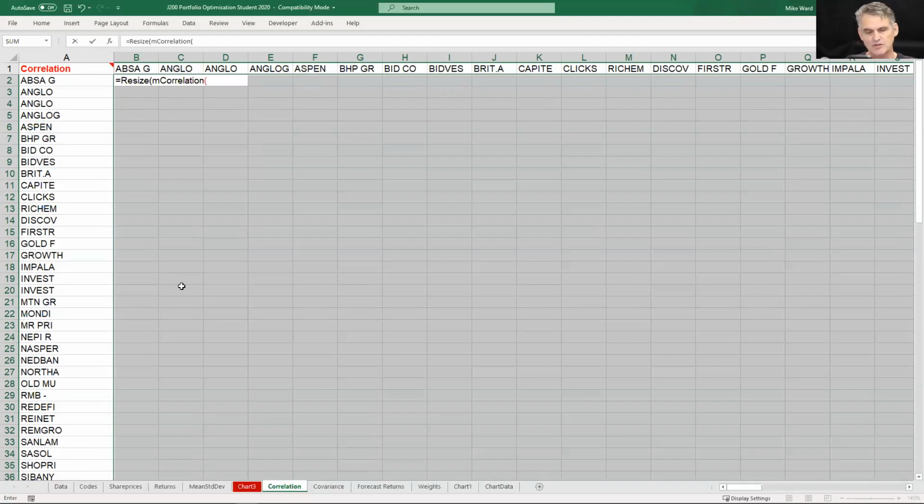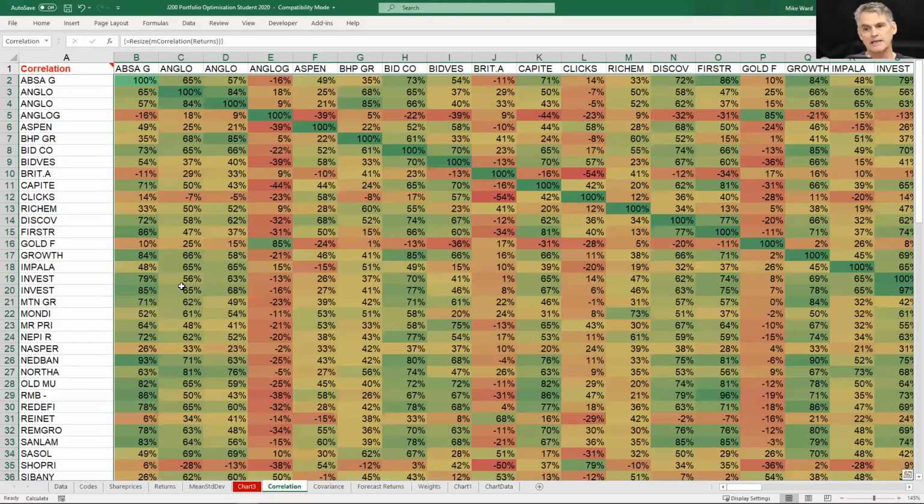And then it must do this on the matrix I showed you just now, which I called returns, which is that matrix there. And then I'm just going to close the brackets twice. And now, because this is an array function, I have to push not just Enter, but Shift, Control and then Enter. And you can see we've got the correlation matrix.